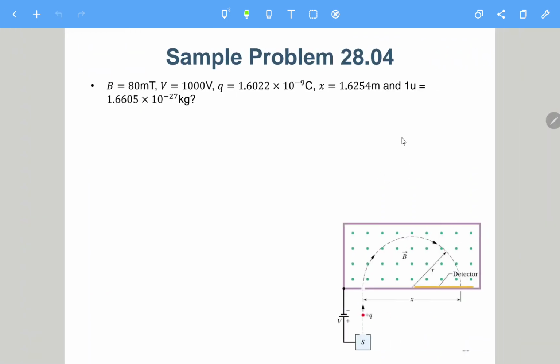Okay, so here we would like to find what is x. We would like to find what is this value. What is this value? Okay.